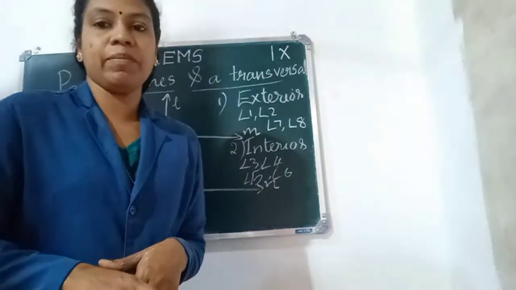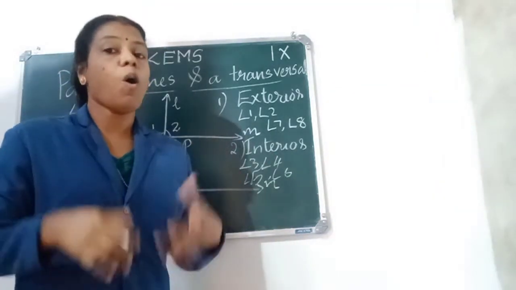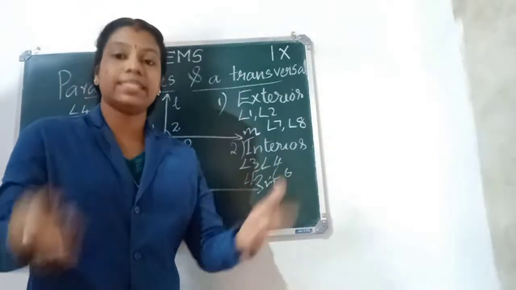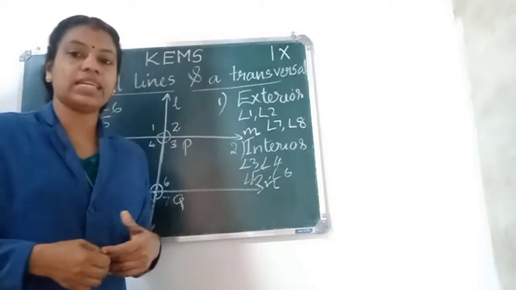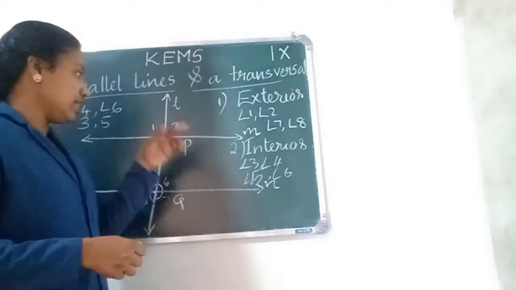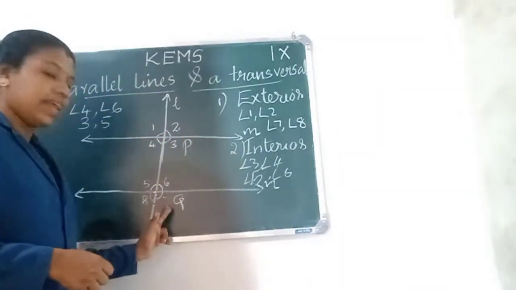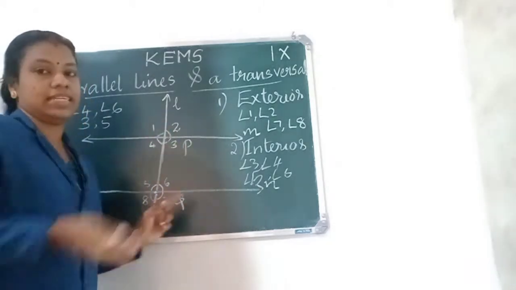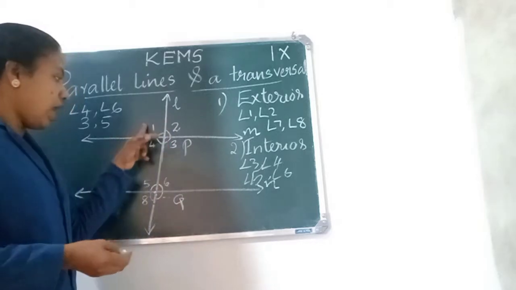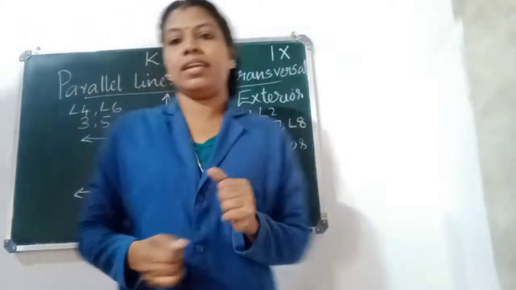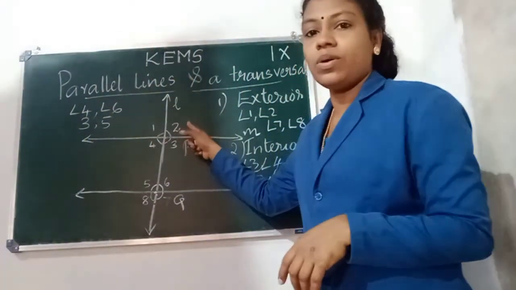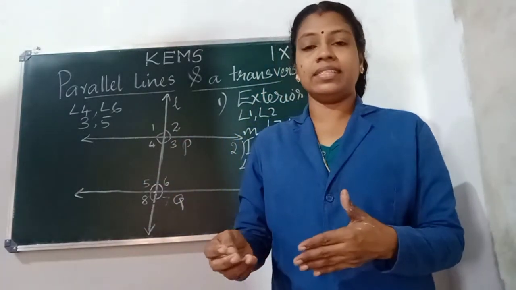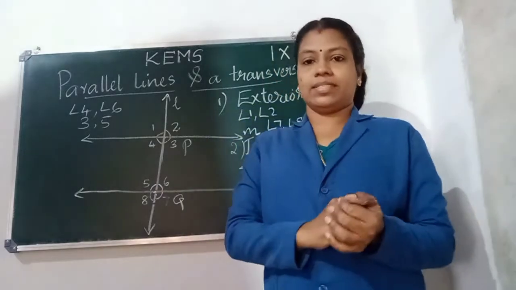In the same way, we have alternate exterior angles also. Which are the alternate exterior angles? Angle 1 and angle 7, then angle 2 and angle 8 are the alternate exterior angles.